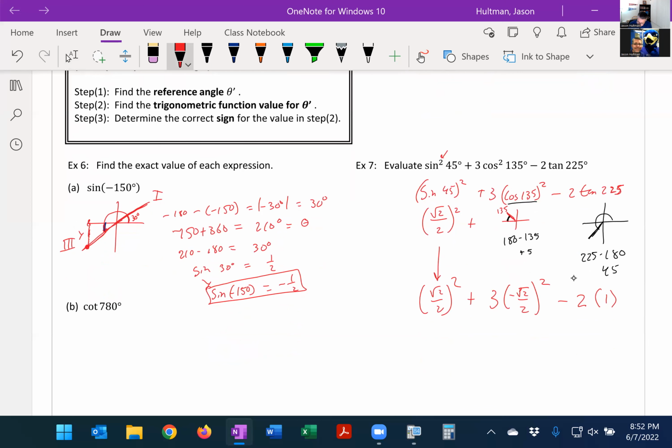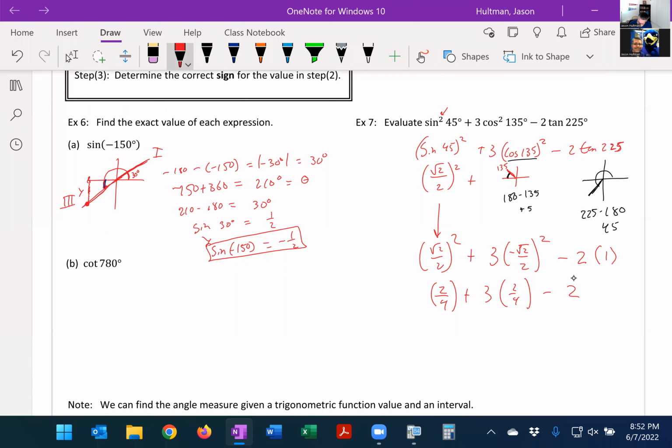So now we're going to square these. Radical 2 squared is just 2. 2 squared is 4, so this becomes 2 fourths. Plus 3, a negative times a negative is a positive. And so radical 2 over 2 times itself is, again, 2 over 4. Minus 2, 2 times 1 is 2. This is going to be 2 fourths plus 6 fourths minus 2, which is 8 fourths minus 2, which is 2 minus 2, which is 0. That's kind of cool.